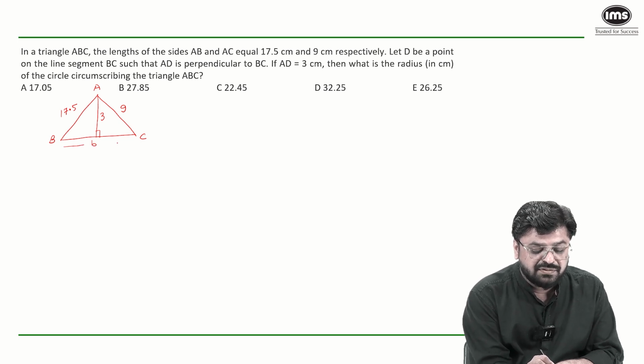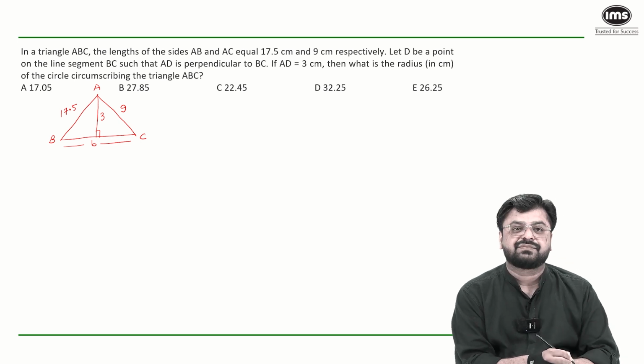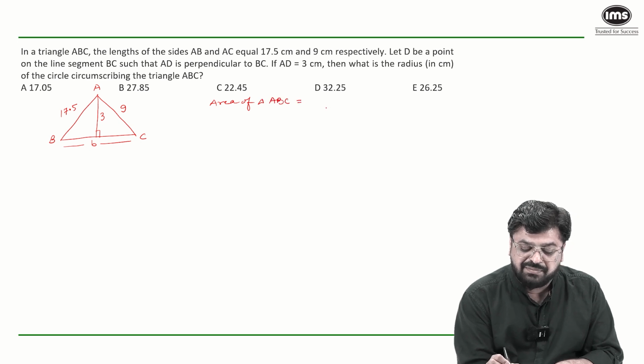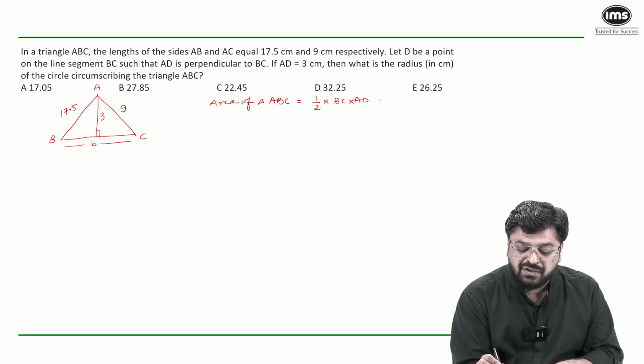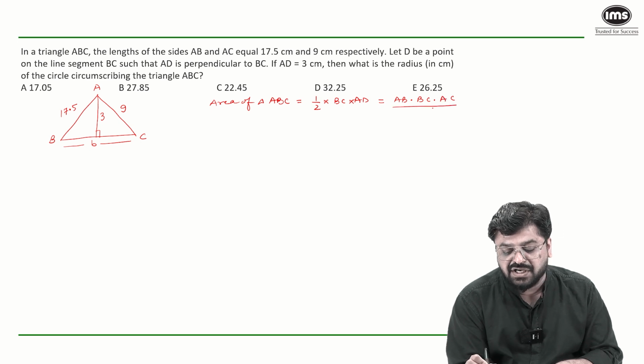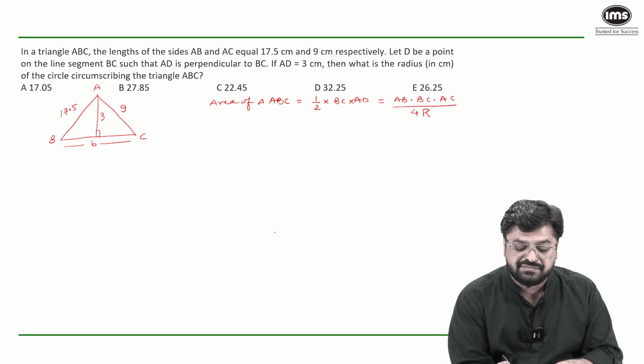So let's assume the length of BC be B. Now, area of triangle ABC can be calculated as half into base into height, which is BC into AD, or this can also be calculated as AB into BC into AC upon 4 times circumradius.